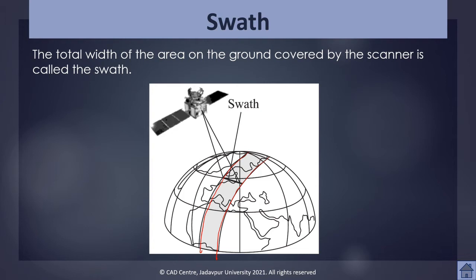Higher altitude means larger areas can be observed, means if I increase the altitude, then it will have a wider swath.